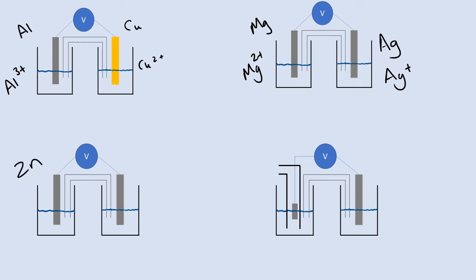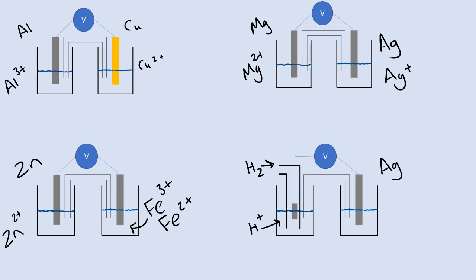a zinc electrode with a zinc solution, and I'm going to have an iron 3+ and iron 2+ in the solution. There's going to be a mixture of iron 2+ and iron 3+ in there. And over here we're going to have hydrogen gas with a H+ solution, and this is going to be a silver electrode with a silver solution.